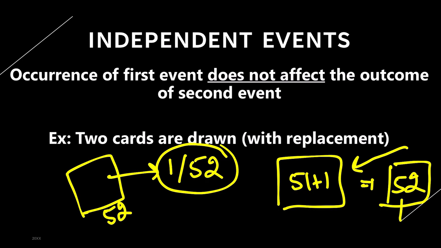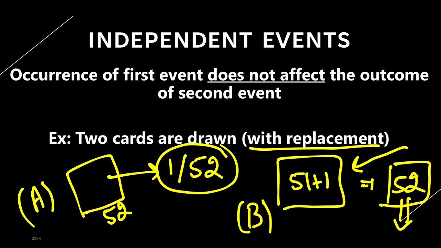Now extract one card. Will the first event, that is taking out a card, have any impact on B? No. Why? Because that card has been put back into the deck. So that is why the second event is not affected by event A. So whenever we are replacing the card, these are independent event examples, right?